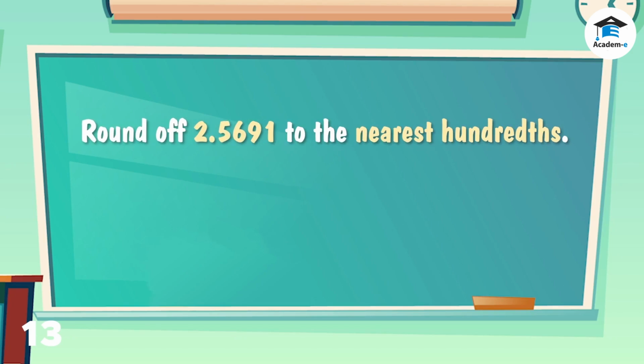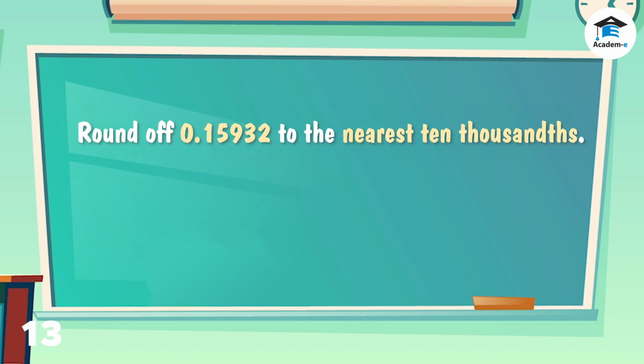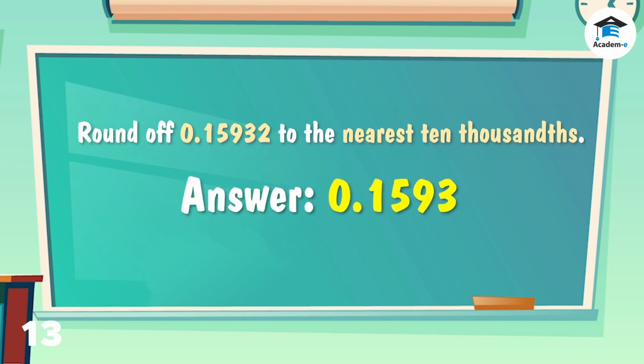Round off 2.5691 to the nearest hundredths. Answer: 2.57. Round off 0.15932 to the nearest ten-thousandths. Answer: 0.1593.